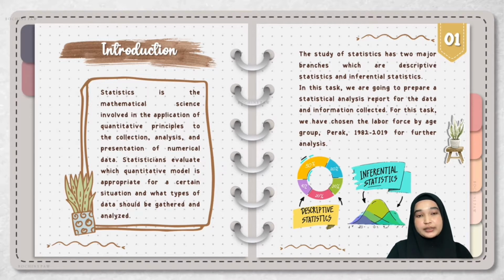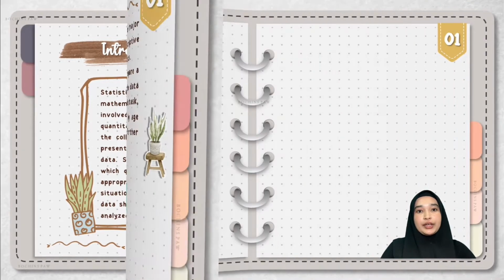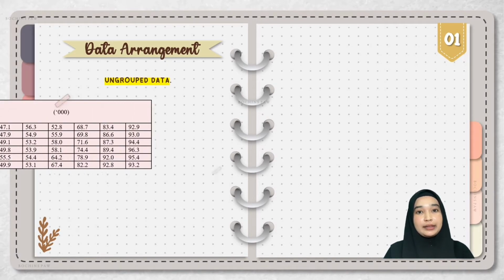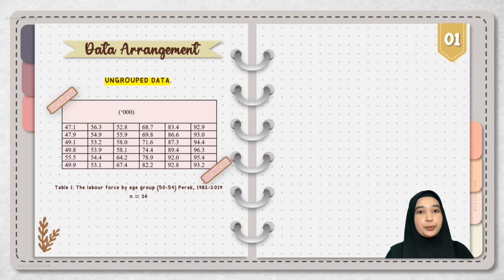Okay, so in this report, we are going to prepare a statistical analysis report for the data and information collected. Alright, so we have chosen the labor force by age group, 1982 until 2019 for further analysis. Okay, now let's look at data arrangement. This is the table and grouped data that have been chosen from the labor force by age group 50 to 54 Perak. Okay, so the total of the data is 36.